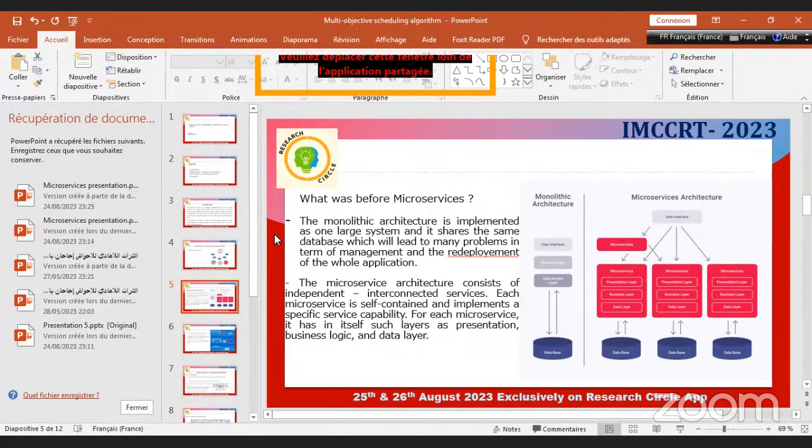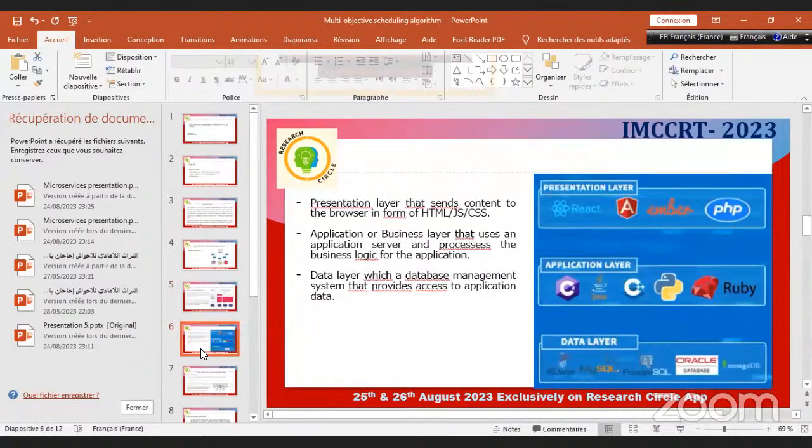Each microservice has in itself such layers. The first layer is presentation, then logic and data layer. The presentation layer sends content to the browser in the form of HTML, JS, or CSS. The application or business layer uses an application service, the server, and tests the business logic for the application. And the data layer is a database management system that provides access to application data.